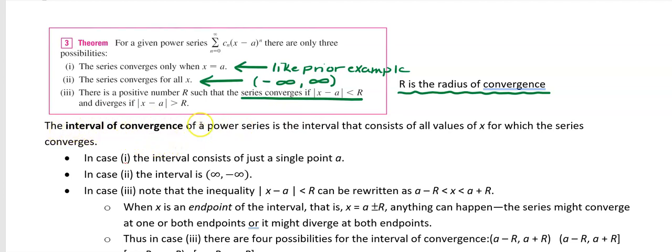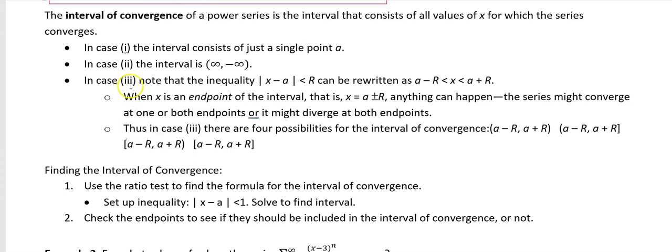The interval of convergence of a power series is the interval that consists of all the x values for which the series converges. So in case 1, when it's just one point, that interval would simply be just the point a. In case 2, when the series converges for all values from negative infinity to infinity, the interval would be from negative infinity to infinity. And then in case 3, the interval would be the inequality of the absolute value of x minus a is less than r, which can be rewritten like this.